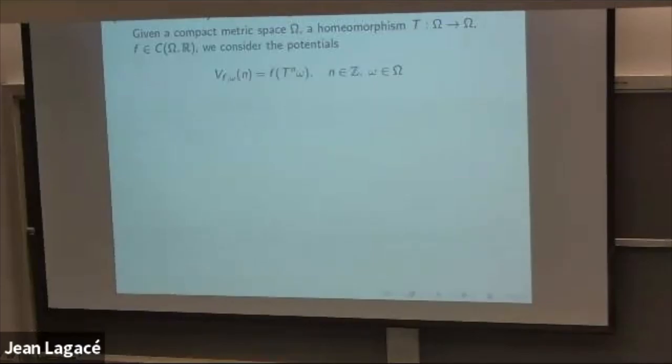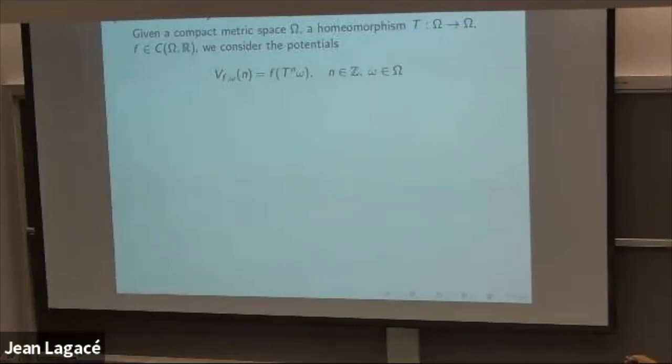Okay, so the framework for Jake's lectures were these dynamically defined potentials. So they're always of this form where you iterate a map T that maps from omega to omega, omega being a compact metric space. It's a homeomorphism, so you can also look at negative iterates. So n here really is in Z. So this T to the n omega is just the orbit of omega under this homeomorphism T. It's a sequence in omega. But now you apply this map F that maps in a continuous way from omega to R.